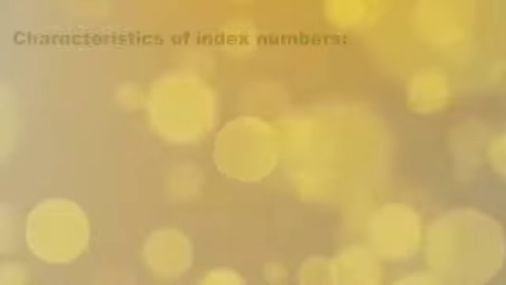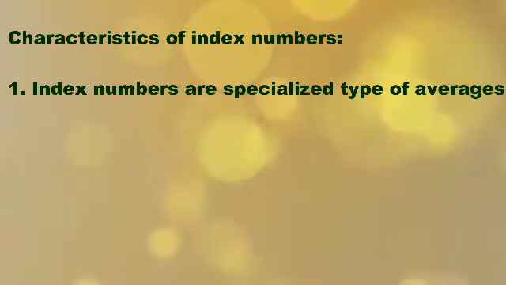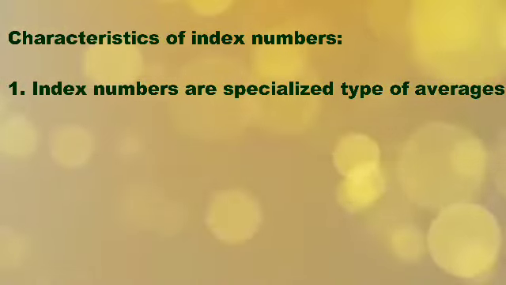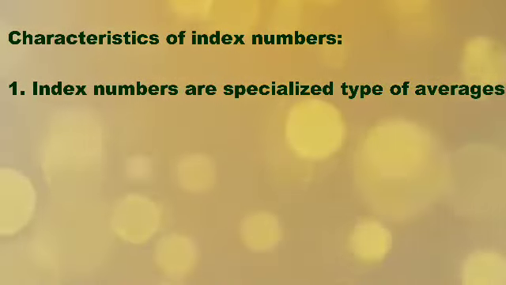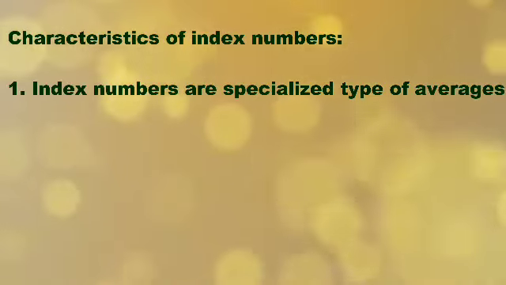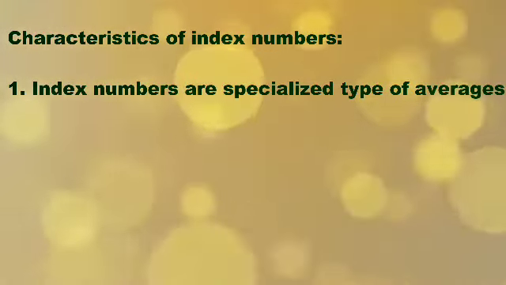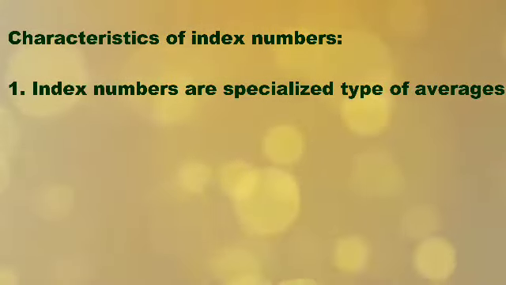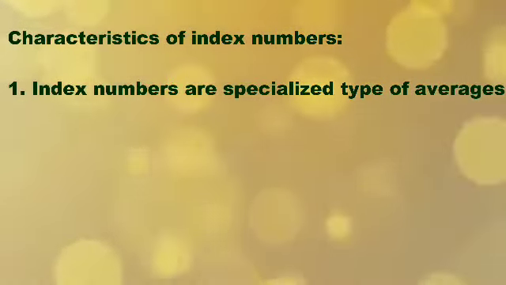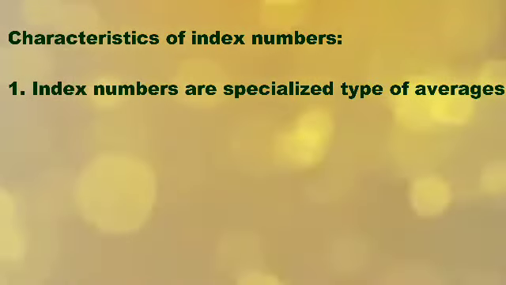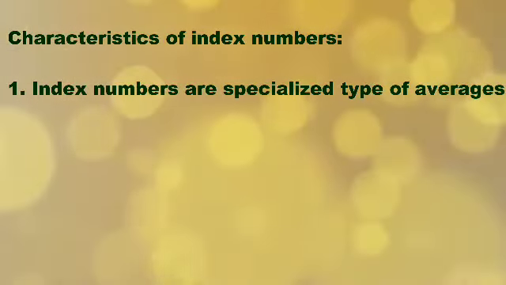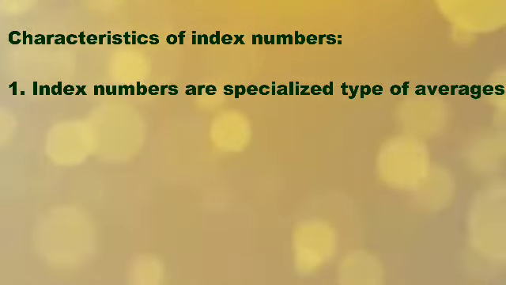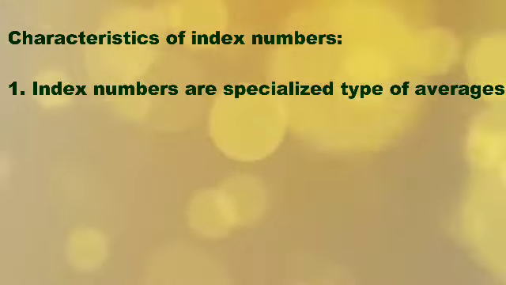Next concept, characteristics of index numbers. First one, index numbers are specialized type of averages, whereas mean, median and mode measure the absolute changes and are used to compare only those series which are expressed in the same units. The technique of index numbers is used to measure the relative changes where the measurement of mean, median and mode is not possible, and the series are expressed in different types of items.